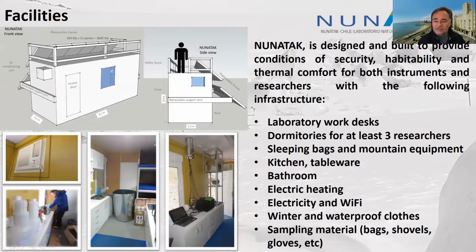The NUNATAK is designed and built to provide conditions of security, habitability, and thermal comfort for both instruments and researchers, with the following facilities: the desk, beds for at least 3 researchers, sleeping bags and mountain equipment, kitchenette, tableware, bathroom, heating, electricity, and Wi-Fi, winter and waterproof clothes, sampling material, bags, shower, gloves, etc.